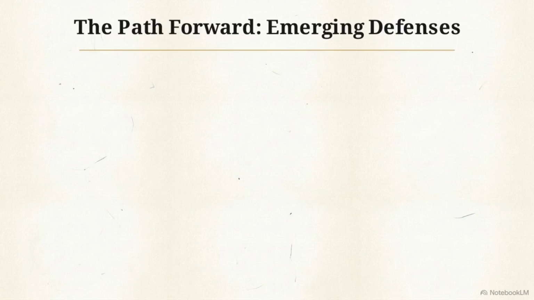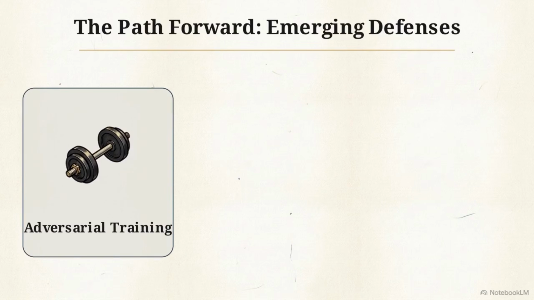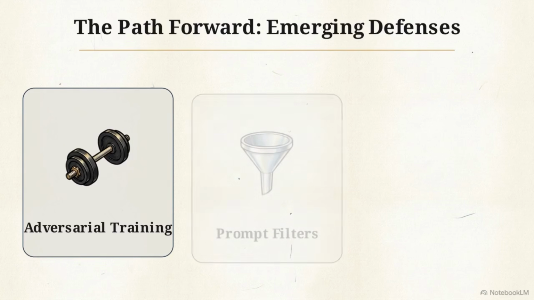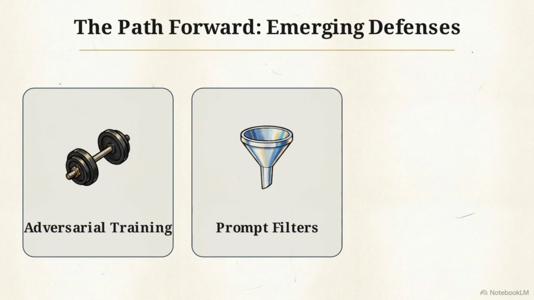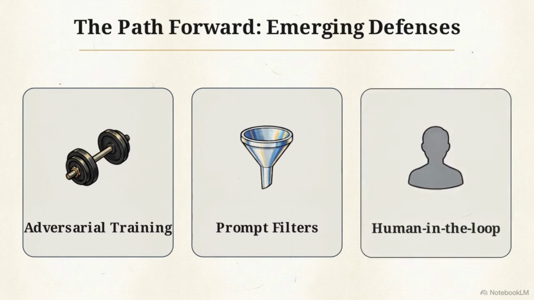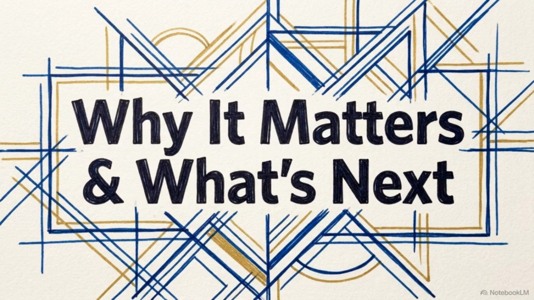Researchers are developing several ways to counter these vulnerabilities. We use adversarial training to show models malicious examples during their education. We use prompt filters to sanitize user inputs. And for critical decisions, we ensure a human is in the loop to verify the AI's output. This matters because AI decisions will soon influence almost every part of your professional life.